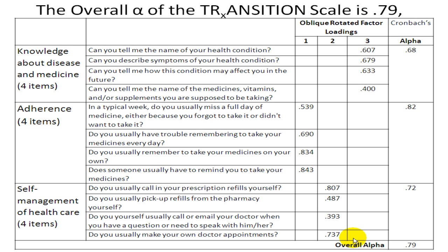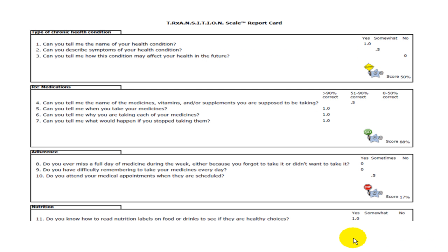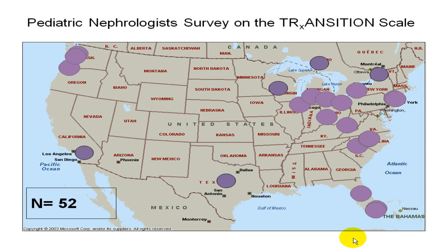So there is a possibility that we could shorten the transition scale to fewer questions, but we are still deliberating that, because even though some of the skills may not necessarily line up on exploratory factor analysis, you still need to know how to find new providers. You still need to know what your nutrition looks like. So far, so good?